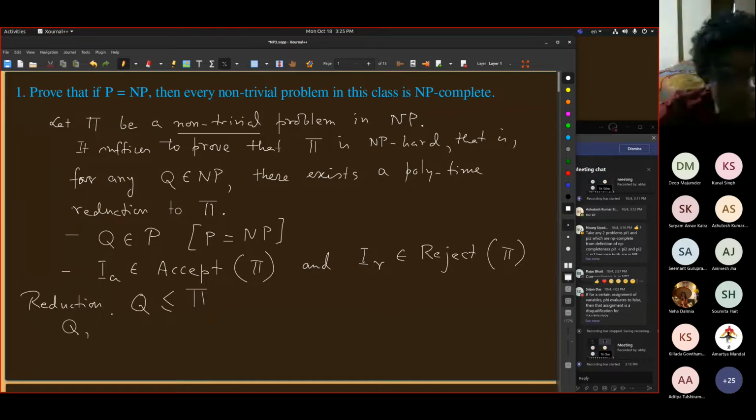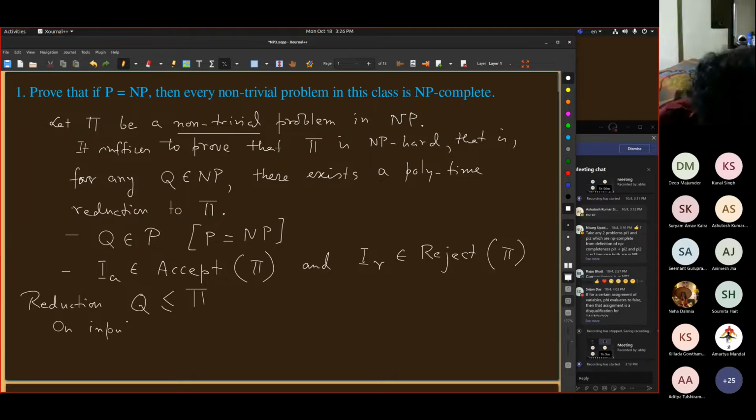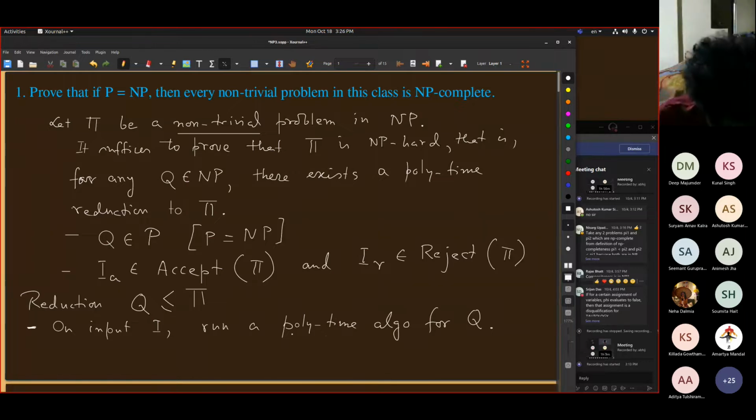On input I, run a polytime algo for Q. So this is the first step. And since this is a polytime algo, this runs in time polynomial in the size of the input I for Q. Okay.